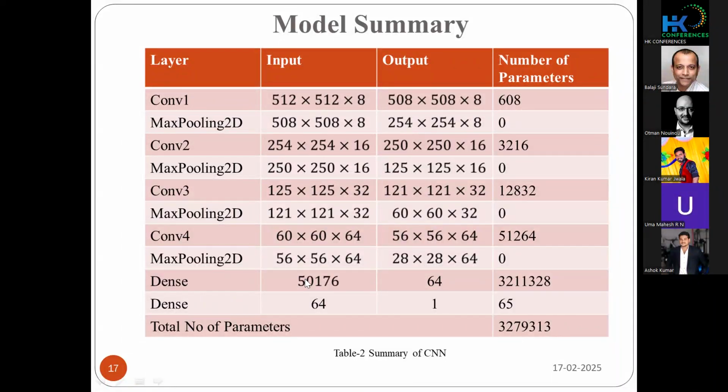Finally, in the last pooling stage, I have considered 28x28x64. I have multiplied it and I have generated 50,176 neurons. Among 50,176 neurons, I have considered 64 neurons. Among 64 neurons, I have considered a single neuron in the output layer to produce the output.